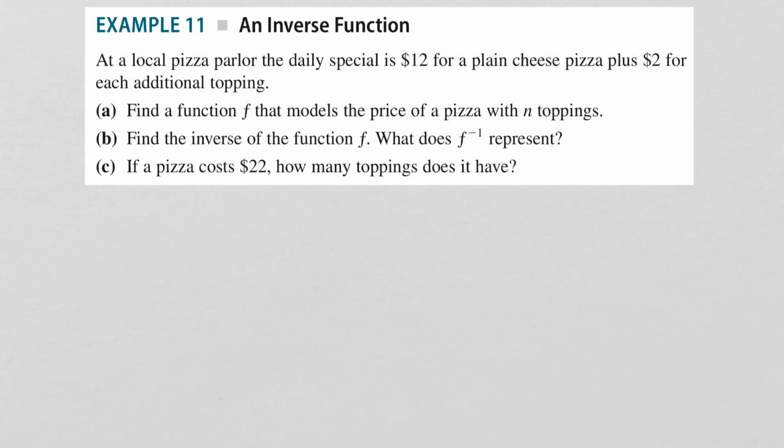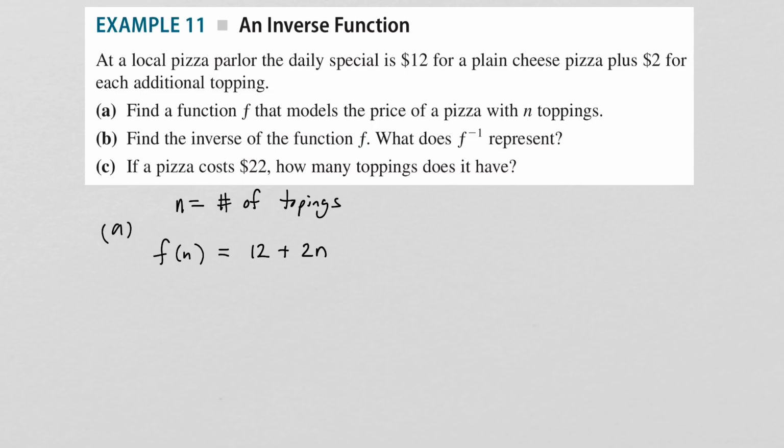And for our final example, at a local pizza parlor, the daily special is $12 for a plain cheese pizza plus $2 for each additional topping. Find a function f that models the price of a pizza with n toppings. Okay, so this isn't too bad. So let's let n equal the number of toppings. And so f of n, the price of the pizza, is going to be $12 plus $2 times the number of toppings.